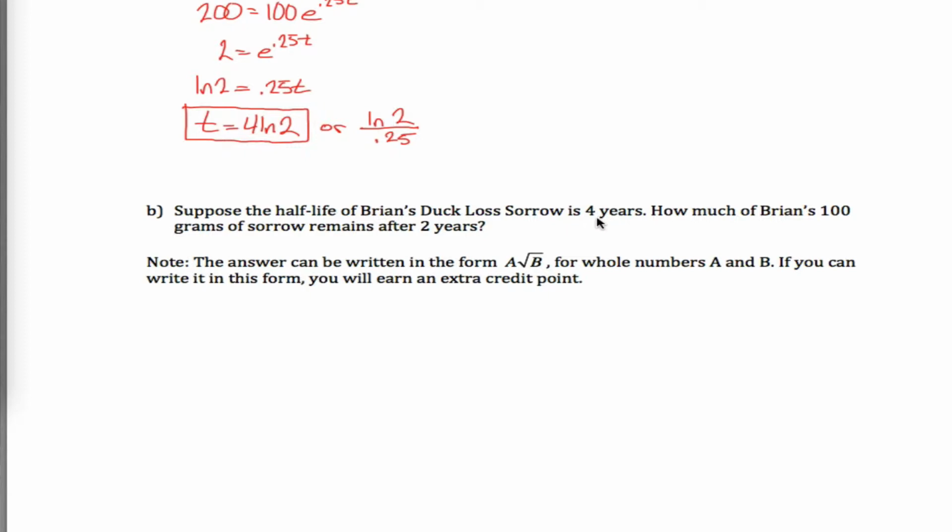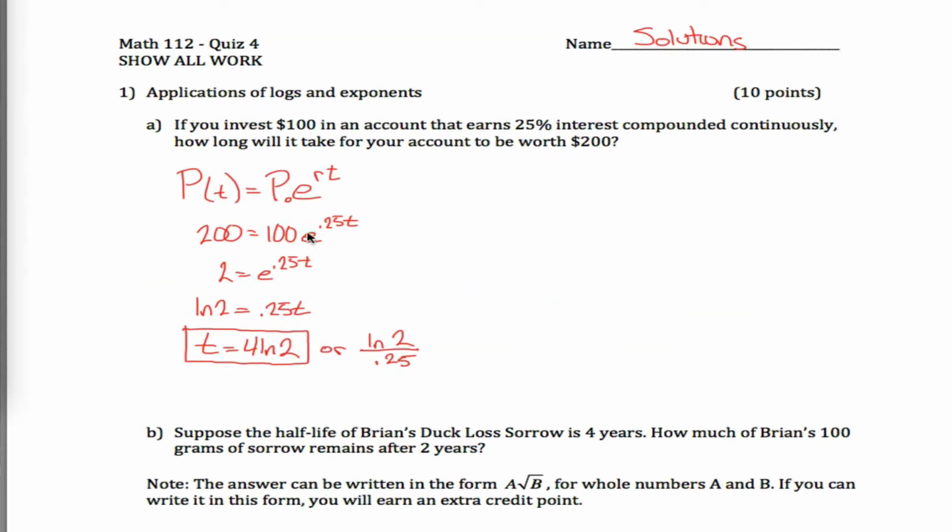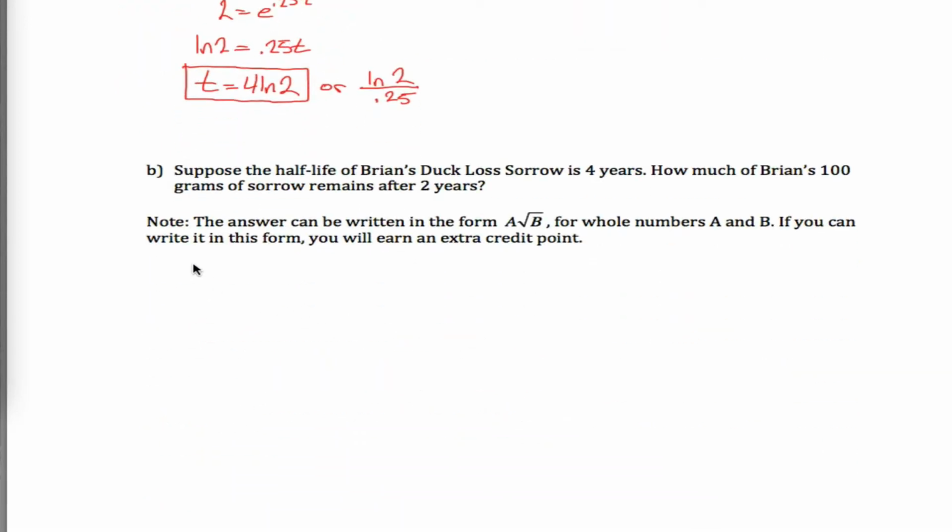And you might think, well, let's see, if the half-life is 4 years, then after 2 years, maybe you'd have 75% left or something. It doesn't work out that way. But the way you can figure it out is actually using this formula. So the amount that I have is equal to the amount that I start out with times e raised up to the rate times the time. Unfortunately, I don't know the rate. But since I know the half-life, I can figure out the rate.